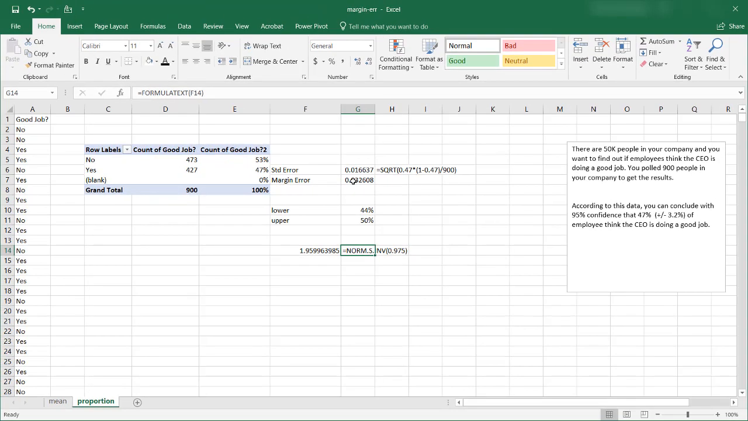But if you had our table, then you can just plug it into our standard error number, which we got from this particular formula. So that's how we can get a margin of error for a sample mean and a sample proportion.